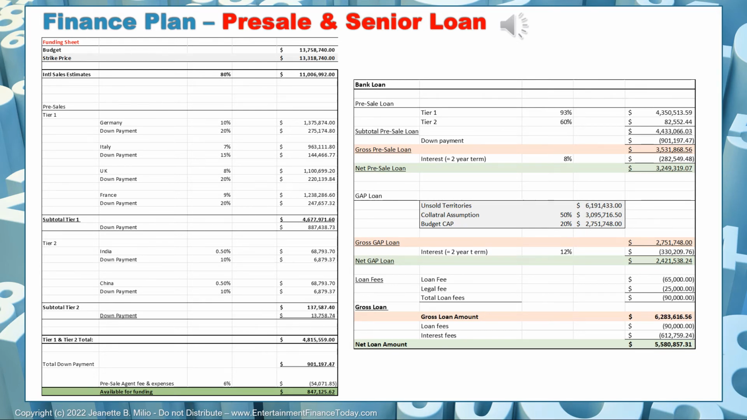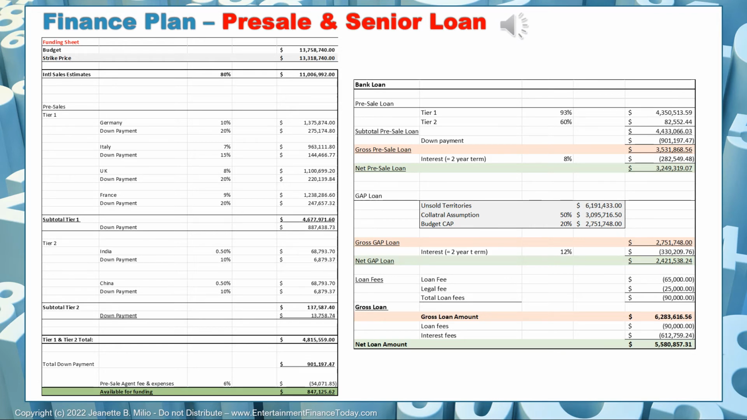Now in the next steps, we are selling some of these international territories now. So these are actual contracts that we're entering into in form of pre-sale agreements. We're selling Germany, Italy, UK, and France distribution rights for a total of 4,667,971. And we're selling India and China for a total of 137,587. So we're getting a total of 4,815,559 in pre-sales from the Tier 1 and Tier 2 territories we just sold.